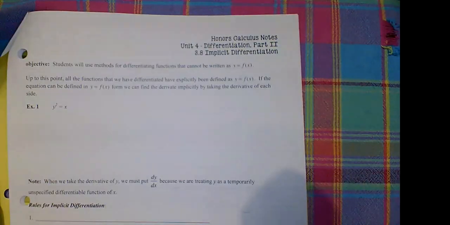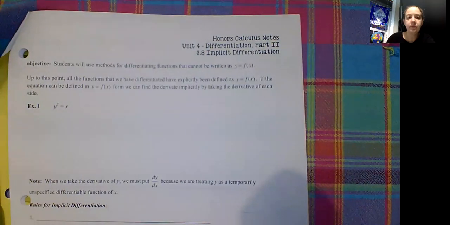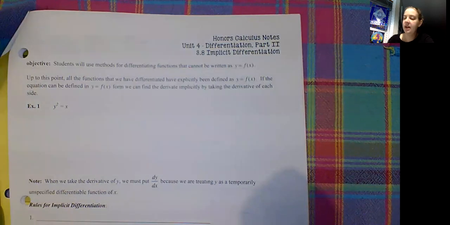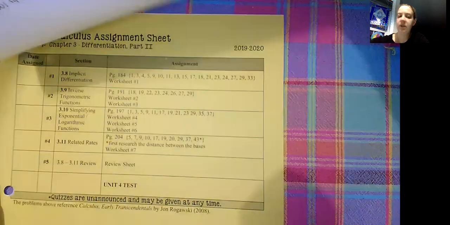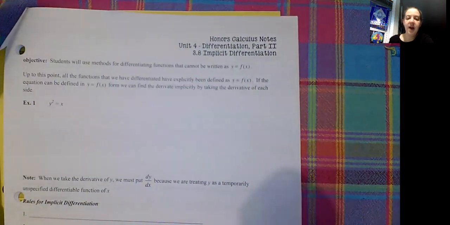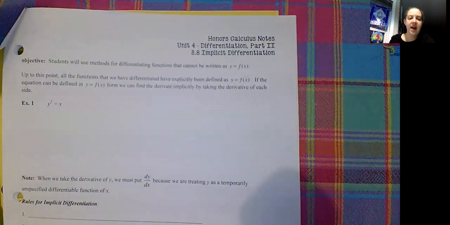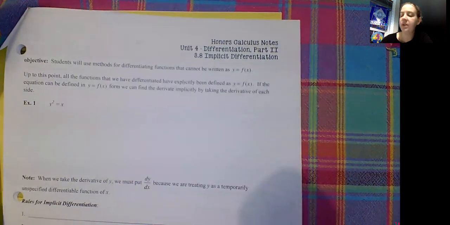Let me switch this around. Here we go. So this is in the new yellow packet. Looks like this. I think a lot of you have it. If you do not, you can just download and print it out. I'll make sure it's there in Google Classroom. You can print it out.